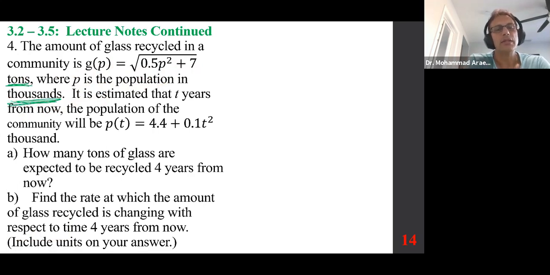And it is estimated that 10 years from now, the population of the community will be 4.4 plus 0.1 t squared. How many tons of glass are expected to be recycled in 4 years? T equals 4, everybody. T equals 4.